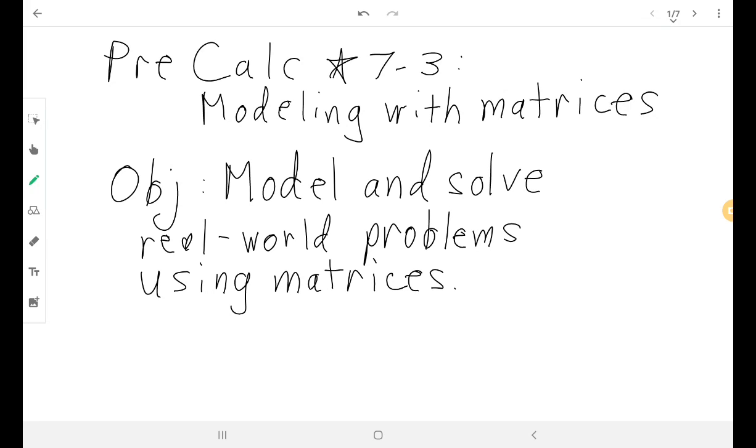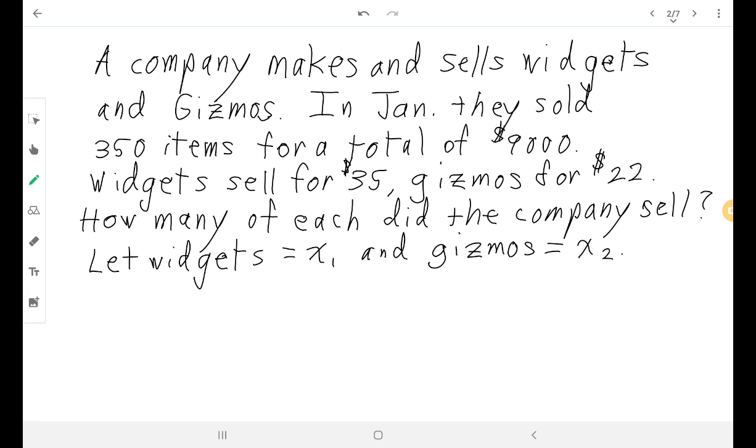So today we're going to be talking about the Pre-Calculus Edgenuity Section 7.3 entitled Modeling with Matrices. The objective for this section is to model and solve real-world problems using matrices. So let's look. This is all going to be word problems. So let's take a look at our first word problem.